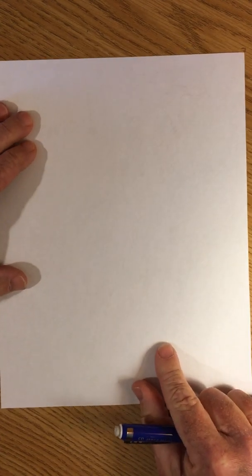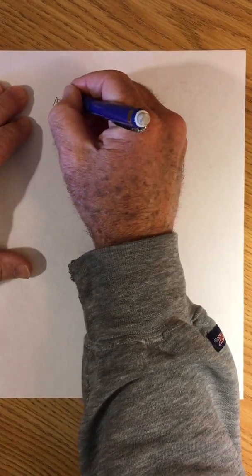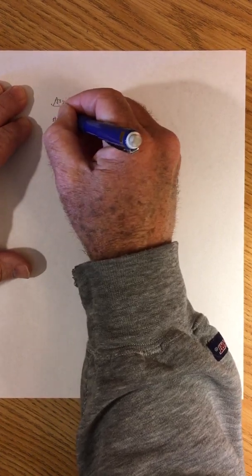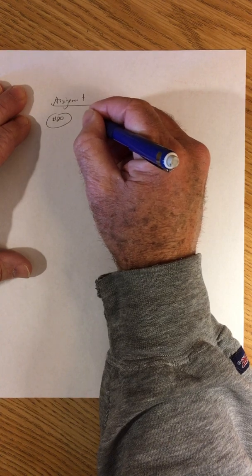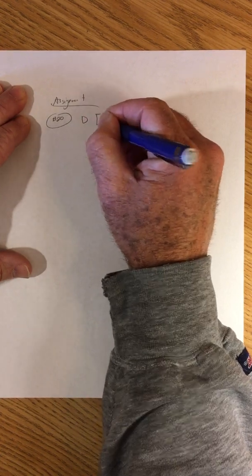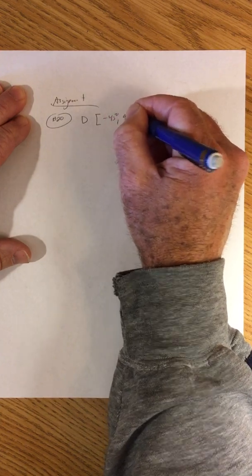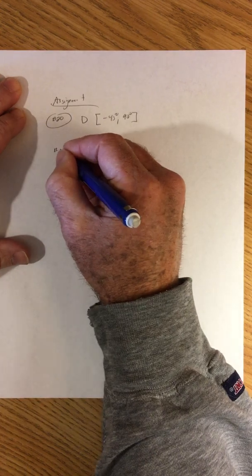Similar to yesterday, we're going to go with problem number 20. That one will be a degree problem, and the window will be negative 45 degrees to 90 degrees. It's very similar to the one we just did. Okay, number 20.